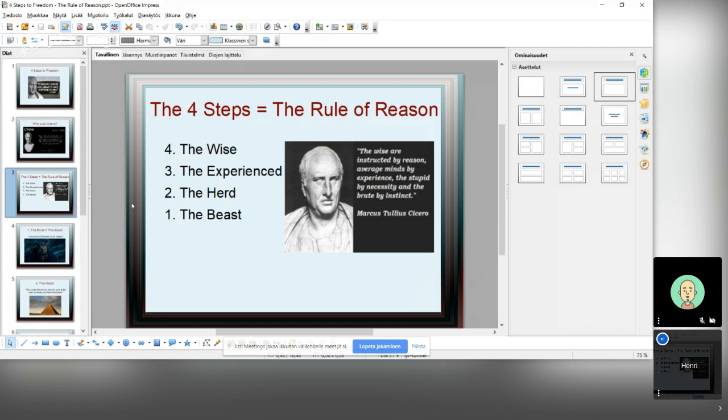So at the first level, there are the beasts. Now we're talking about society in general. The beast is the first level, then we have the herd, then at the third level we have the experienced ones, and then the wise ones. So let's have a look at these different levels.